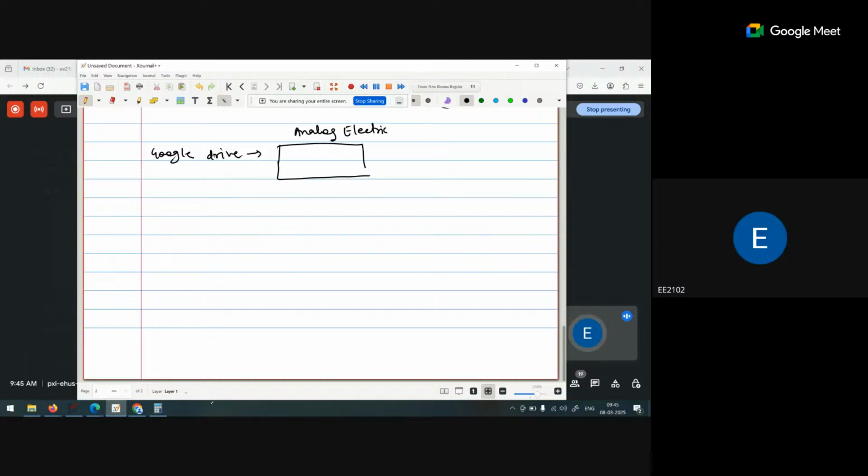Now in this analog electronics lab folder, you create folders for week 1 to week 6. Only 6 experiments are there, so week 1 to week 6. Now in the week 1 folder, you have to upload 3 files. One is the LTspice simulation. One is your breadboard image, and the third one is a complete video with explanation.